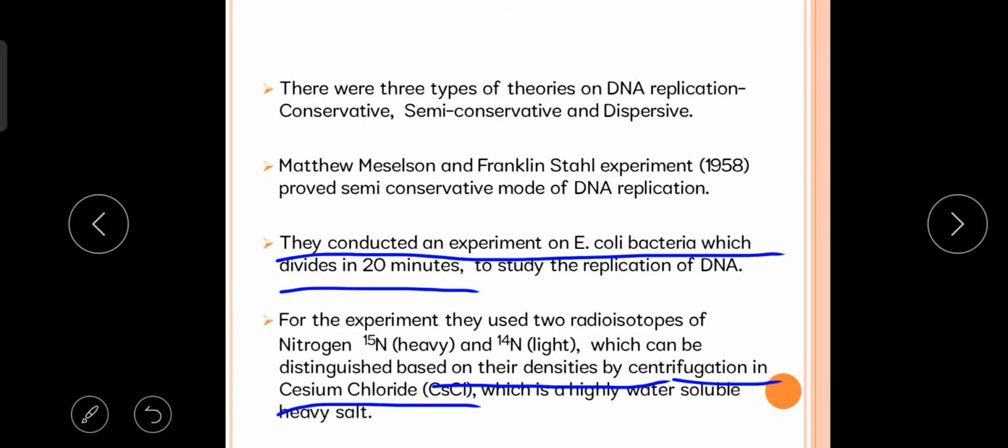Remember, when these are centrifuged in the medium called cesium chloride, then we can distinguish the heavy one and the light one. And what is cesium chloride? Cesium chloride is a water soluble, heavy salt. Okay, now let's move to our next slide.